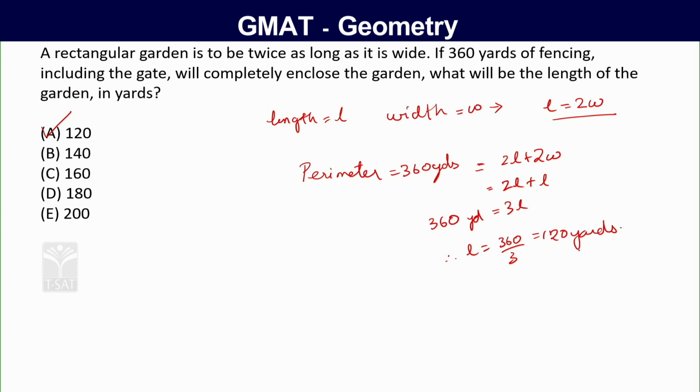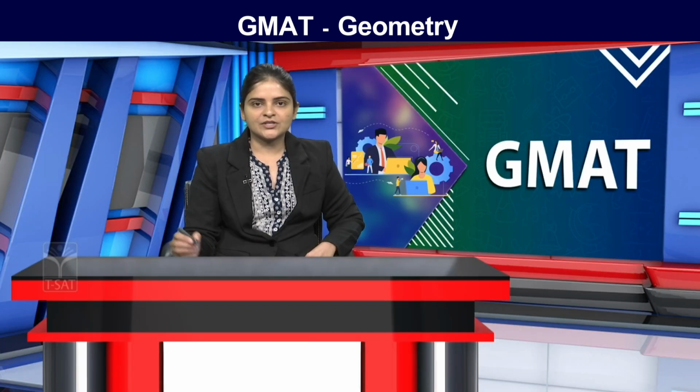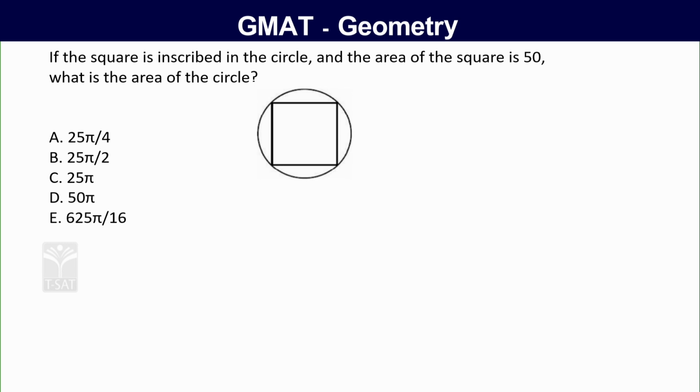The length of the garden comes out to be 120 yards. Let's look at the next question. If the square is inscribed in the circle and the area of the square is 50, what is the area of the circle?